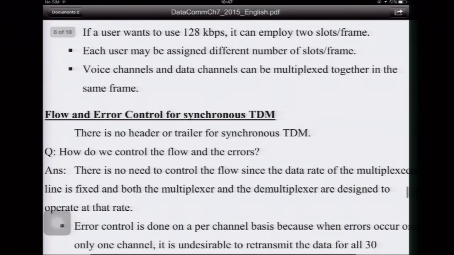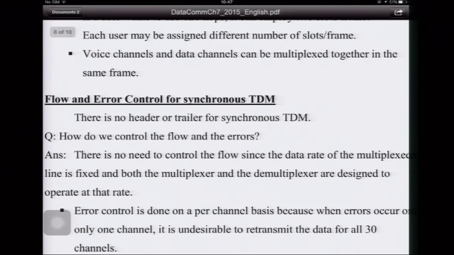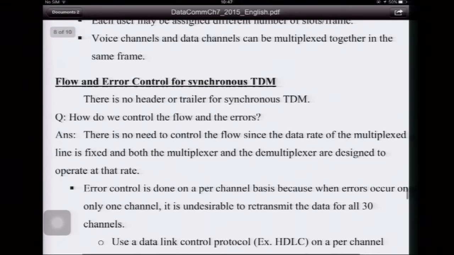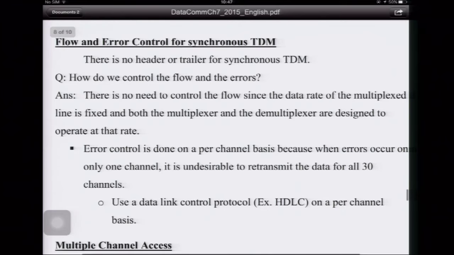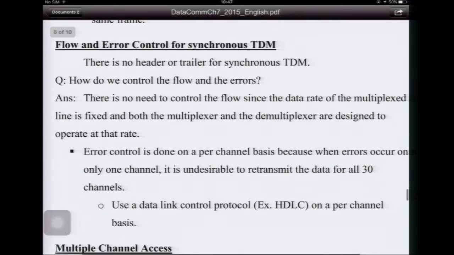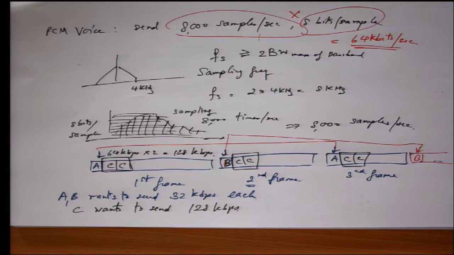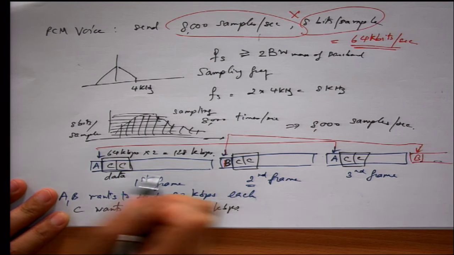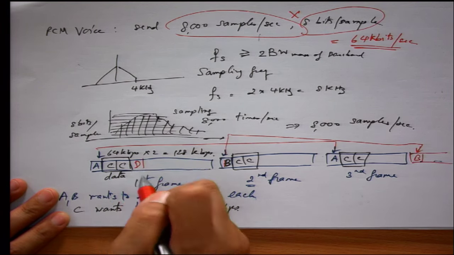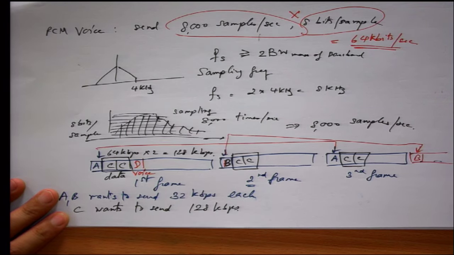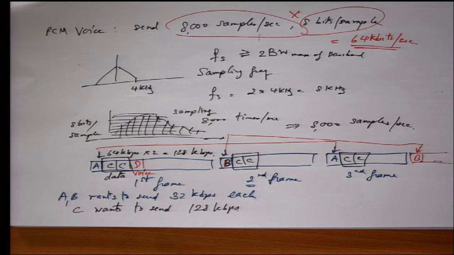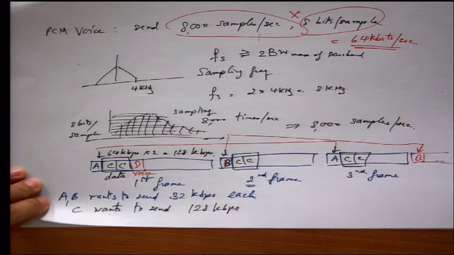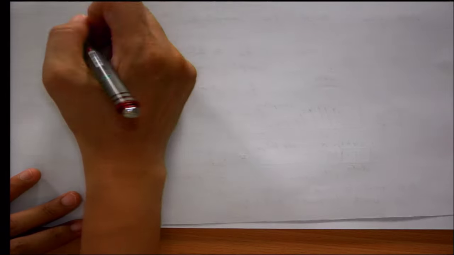And the voice channel and the data channels can be multiplexed together in the same frame, okay? Because we use the same data rate, the same format of the data as the voice. So the data you send for one slot is only one byte, okay? So suppose this is C's data, and D is voice. So you can put them together in the same frame, okay? Because inside, it will just look like this.